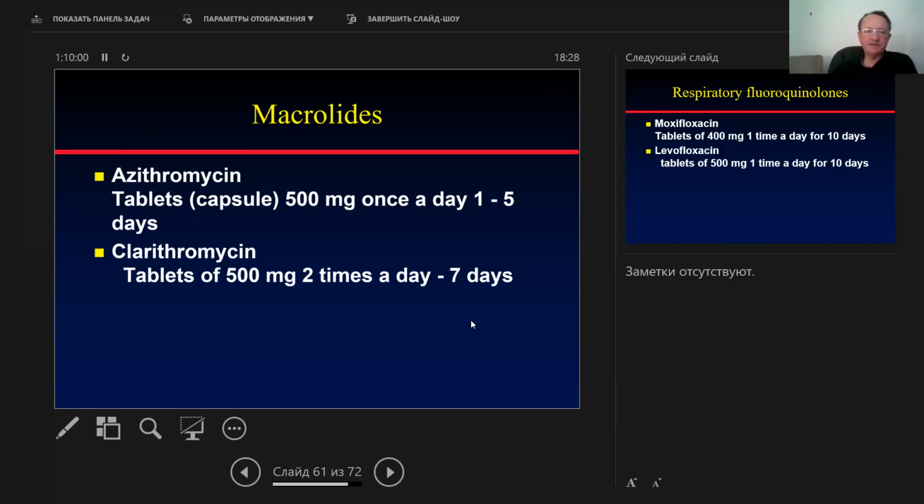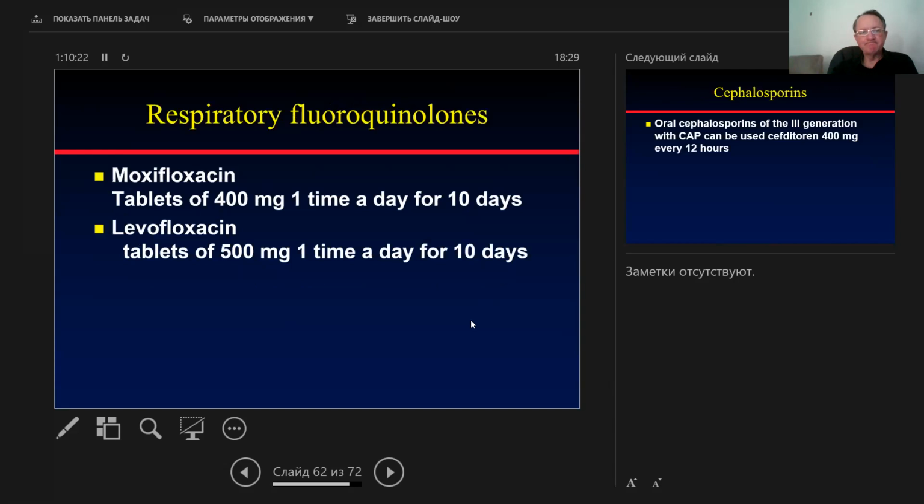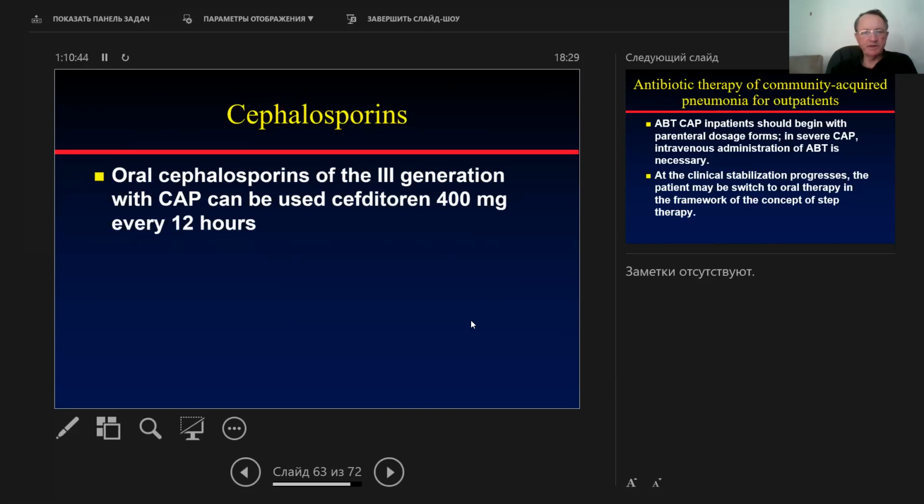By the way, according to the existing recommendations of the Russian Respiratory Society: azithromycin 500 milligrams once a day during 5 days, clarithromycin 500 milligrams 2 times per day for 7 days, and respiratory fluoroquinolones, moxifloxacin 400 milligrams 1 time a day for 10 days, and levofloxacin 500 milligrams 1 time a day for 10 days. Oral cephalosporin, including, as I told, cefditoren, 400 milligrams every 12 hours.